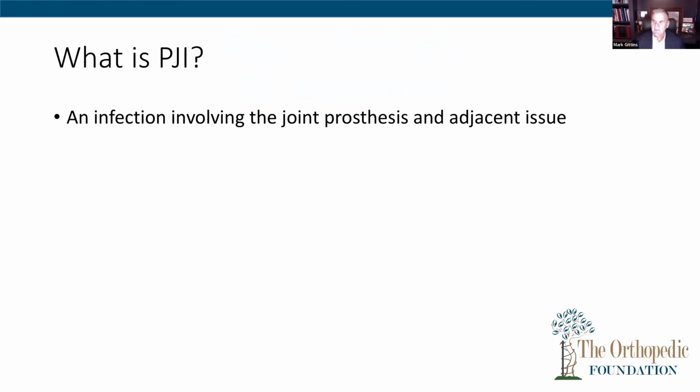PJIs, periprosthetic joint infections, are infections that involve the joint prosthesis and the adjacent tissue. So it really is a host issue. It's not something that's really simple. It involves some glycocalyx. It involves what the patient looks like, what their soft tissue composition is.